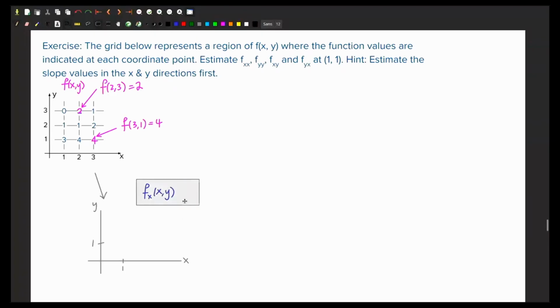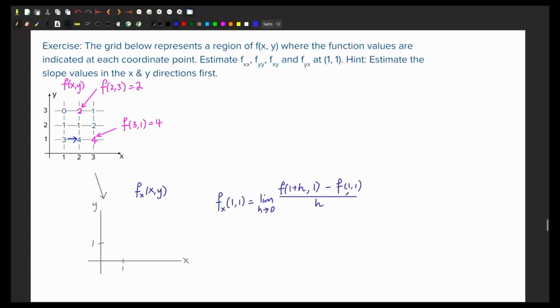You notice that when you step from this point to the other point in the x direction, the function value increased from 3 to 4, correct? So what is f sub x at 1, 1? By right, it is the limit of f at 1 plus h, because x is 1, plus a step h, at y value of 1, minus f at 1, 1, divided by h. You have to take the limit, h goes to 0.